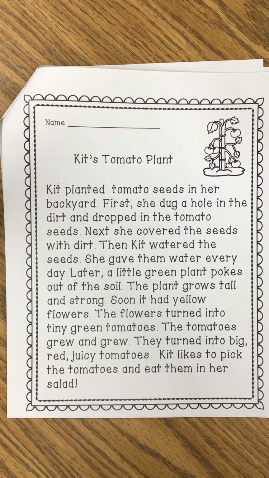Later, a little green plant pokes out of the soil. The plant grows tall and strong. Soon it had yellow flowers. The flowers turned into tiny green tomatoes. The tomatoes grew and grew. They turned into big, red, juicy tomatoes. Kit likes to pick the tomatoes and eat them in her salad.